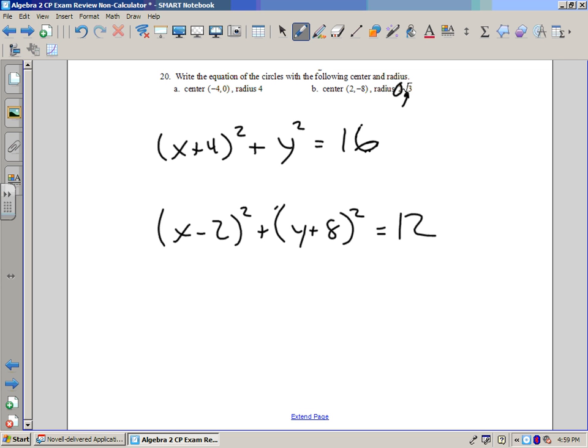That's the end of the non-calculator portion. I will do the calculator portion in just a few minutes and try to put it up on the website at the same time.